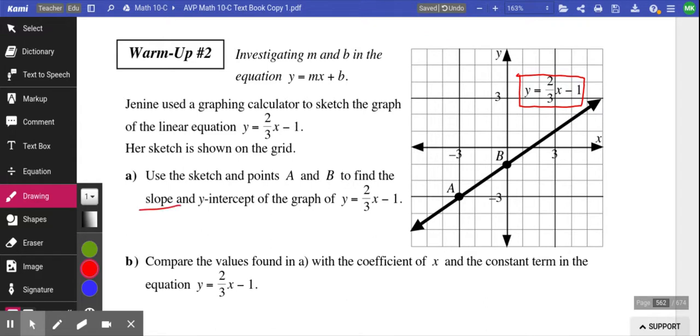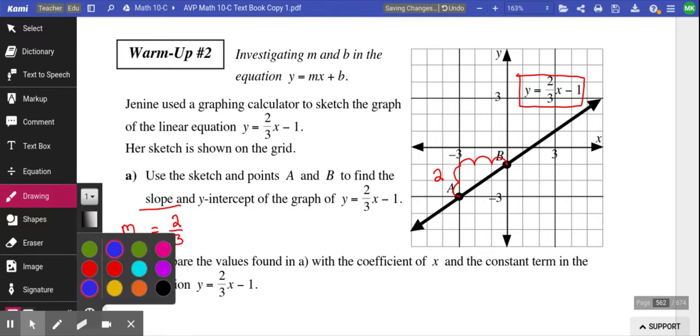Let's find the slope first. So the slope of this line, AB, equals rise over run. From A to B, the rise is 1, 2. The run is 1, 2, 3. So the slope is 2 over 3.